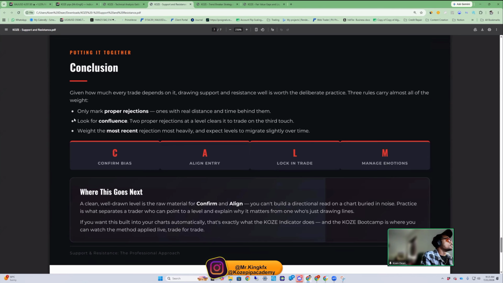So in terms of entry models, in terms of aligning with the entry, we want to make sure that we're only marking off proper rejections. We want to make sure that we're looking for confluence, and we want to make sure that the weight is on the most recent rejection whenever we're trading, right? So these are key things that we want to keep in mind.